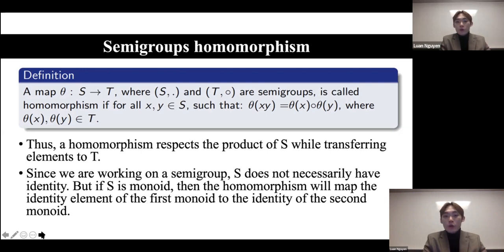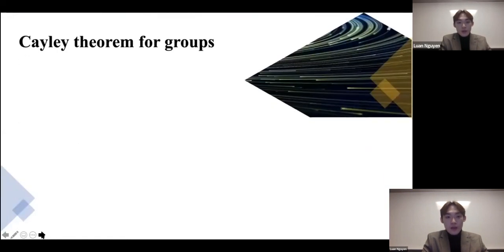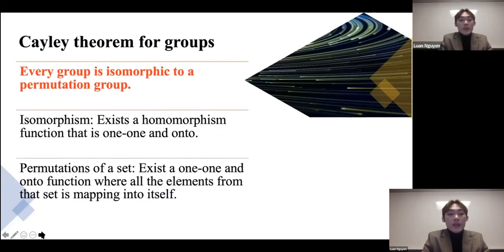And the Cayley theorem tells us how they are different, how they are similar, and how they are connected. So let's take a look at the Cayley theorem for groups. It says every group is isomorphic to a permutation group. It has two concepts in the theorem: isomorphism and permutation of a set.